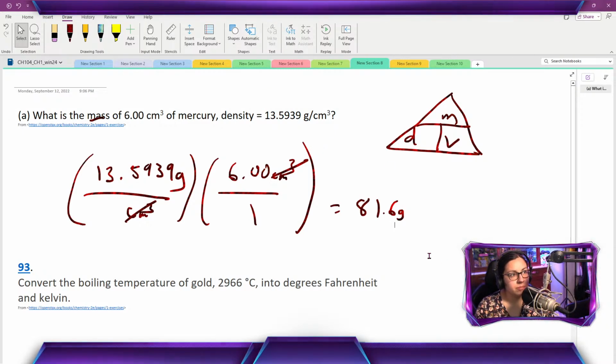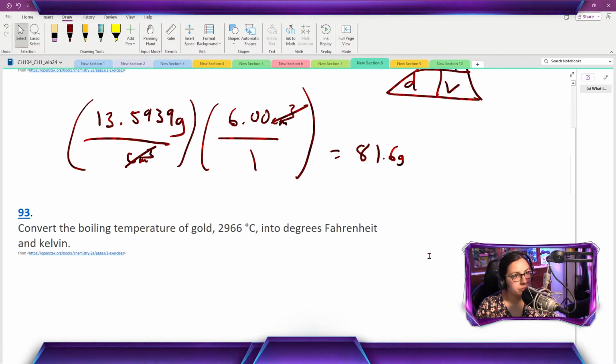Questions on that one? Now try this one. Converting the temperature of gold, the boiling temperature, excuse me, of gold, 2,966 degrees Celsius, into Fahrenheit and Kelvin.